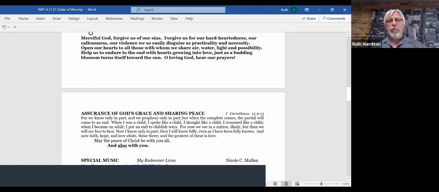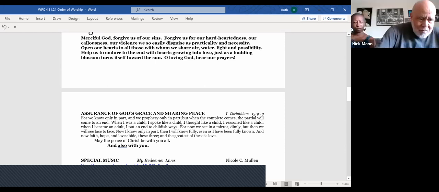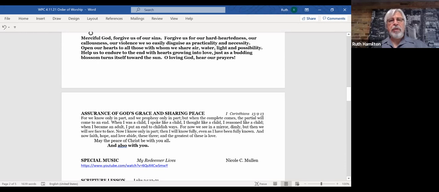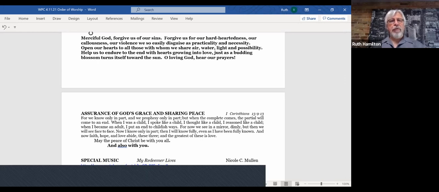For now we see in a mirror dimly, but then we will see face to face. Now I know only in part, then I will know fully, even as I have been fully known. And now faith, hope, and love abide, these three, and the greatest of these is love. Brothers and sisters, may the peace of Christ be with you all.